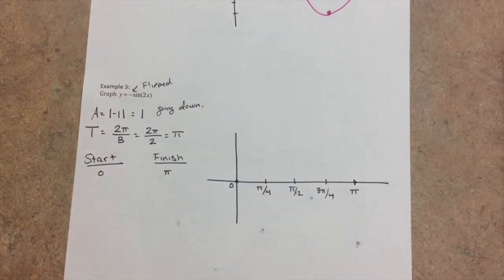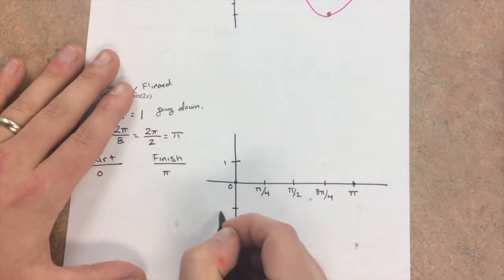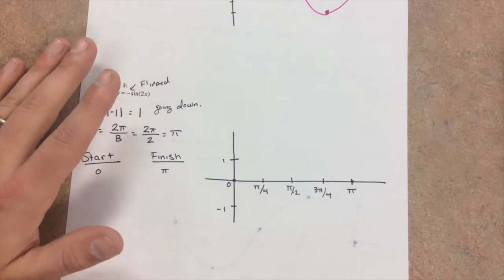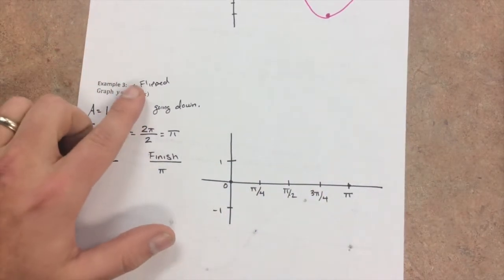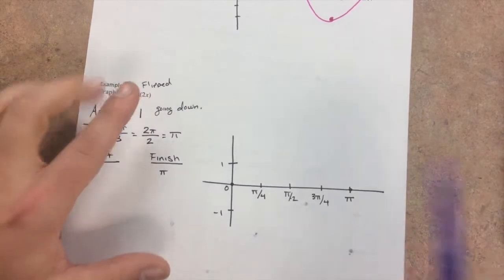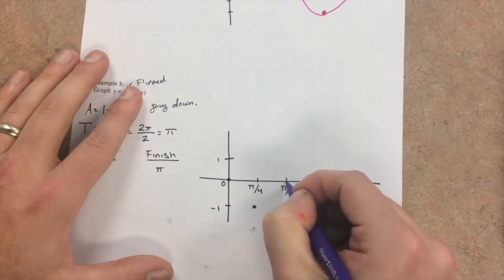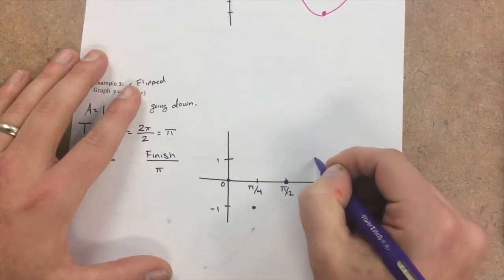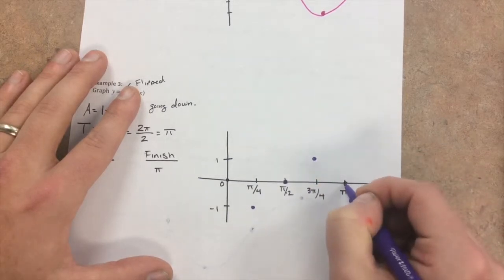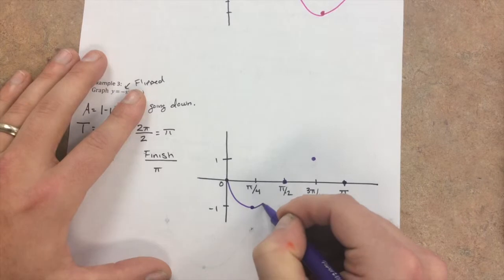Now we are good. The last thing I'm going to put in here is 1 and -1. So now, normally, we would go up, but since we're flipped, since we're negative, we're going to go down first. So at pi over 4, we're -1. At pi over 2, we are 0. At 3 pi over 4, we are 1. And at pi, we are back to 0. And then if I just sketch this quickly.